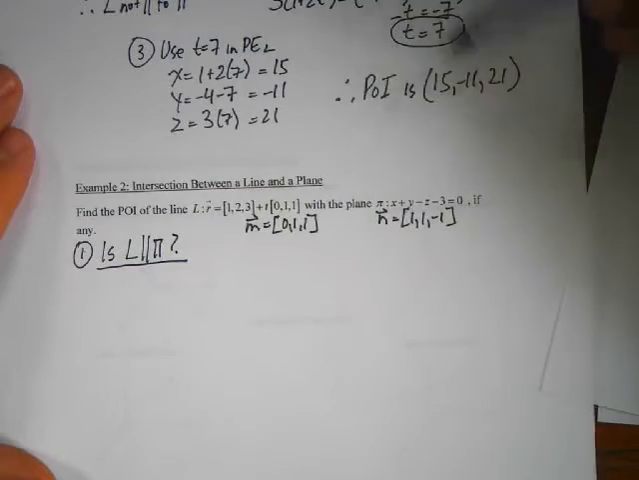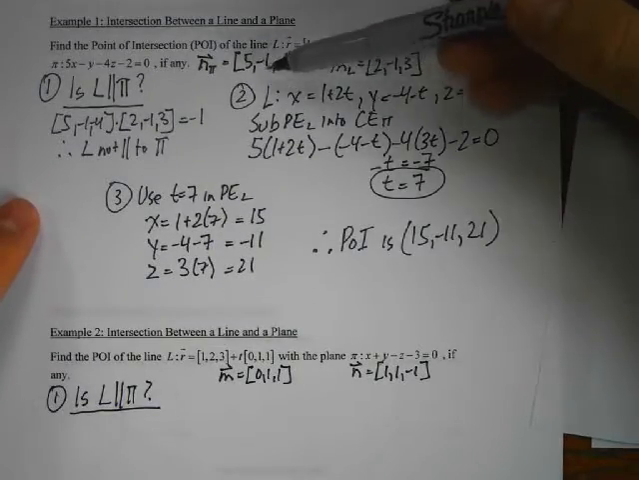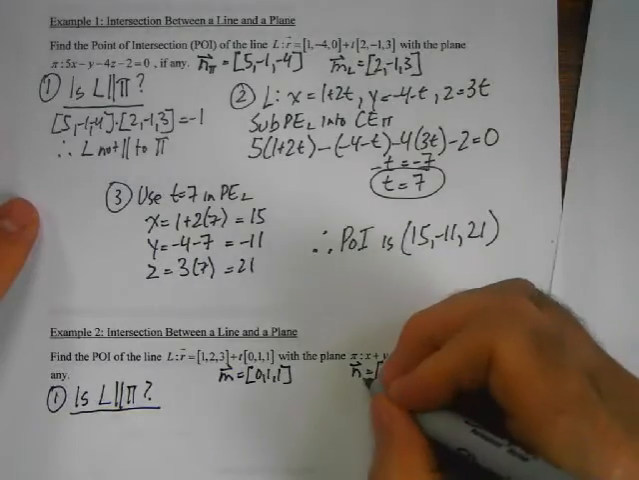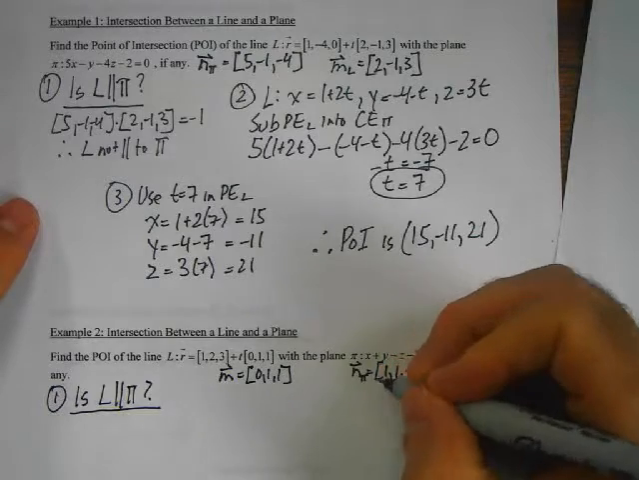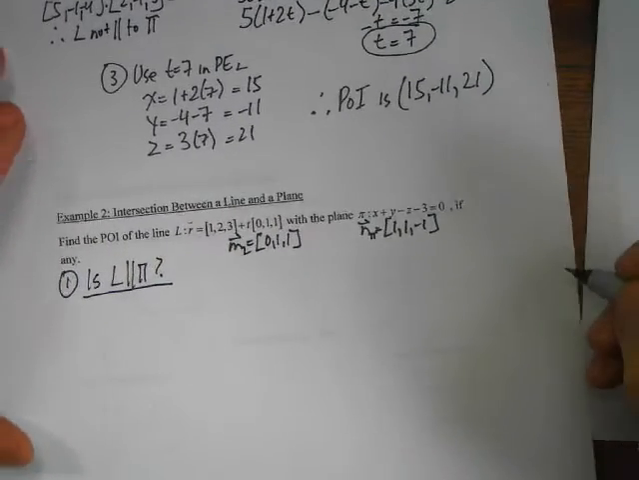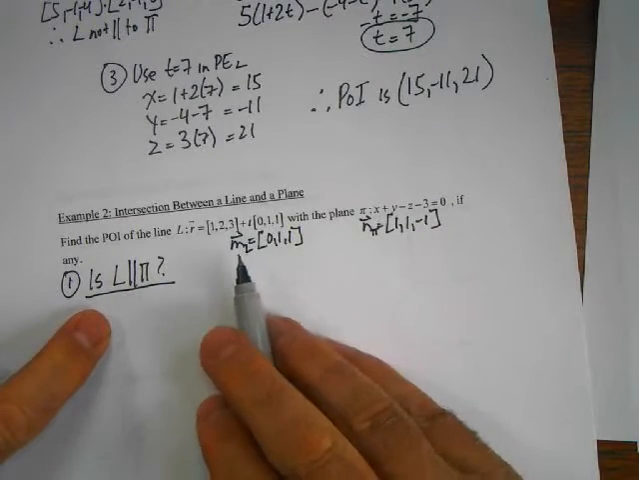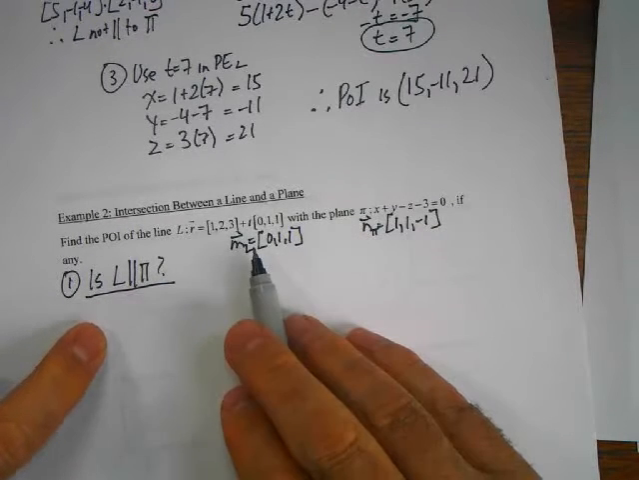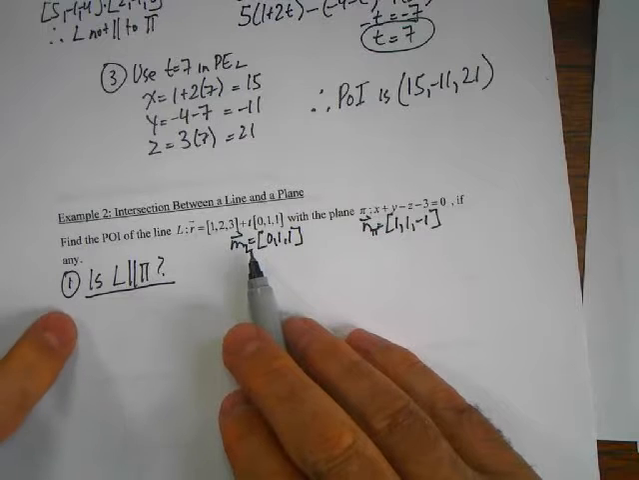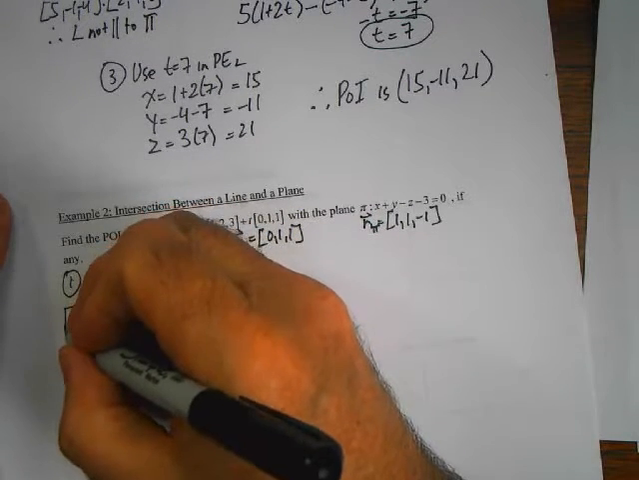We've got the normal from the plane and the direction vector. I guess I should put where these are coming from: normal from the plane, direction vector for the line. So again, if these are parallel, then the dot product of the normal with the direction vector would equal 0. So let's do the dot product.